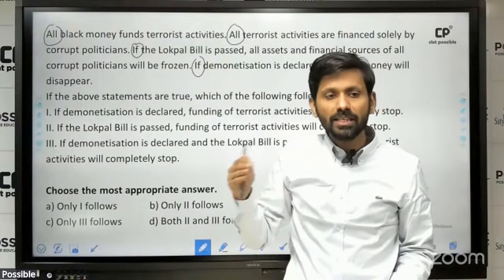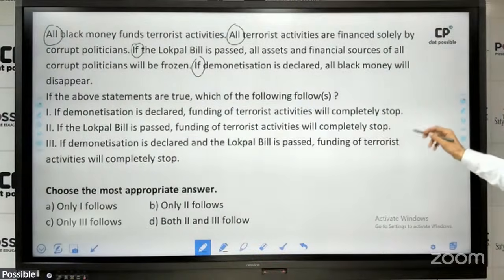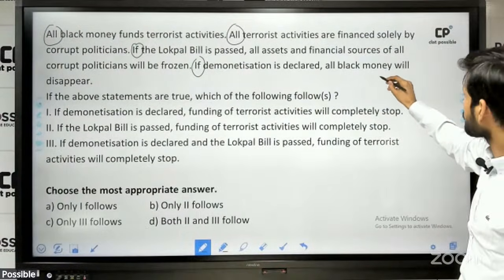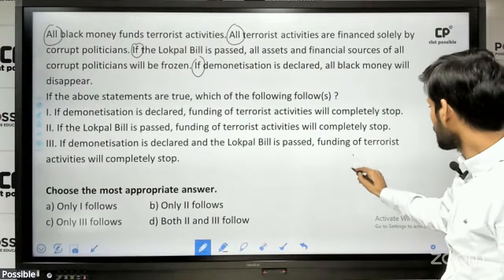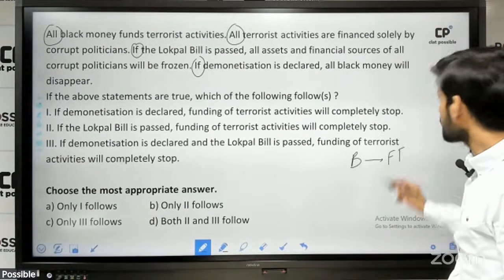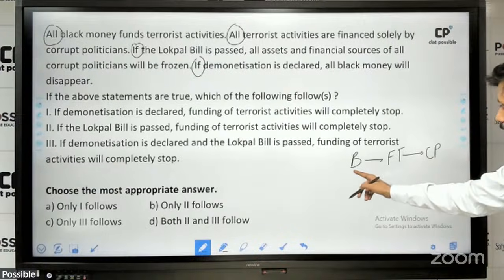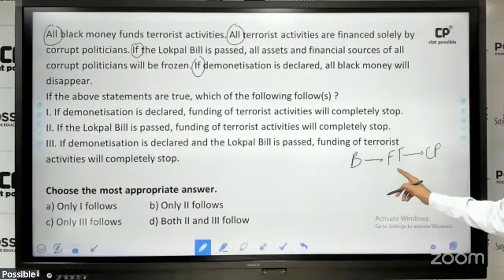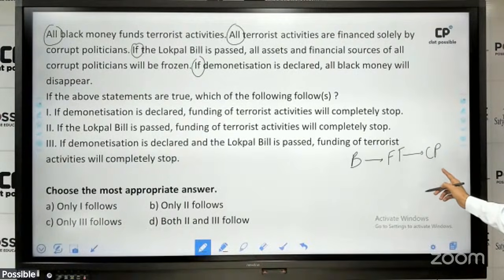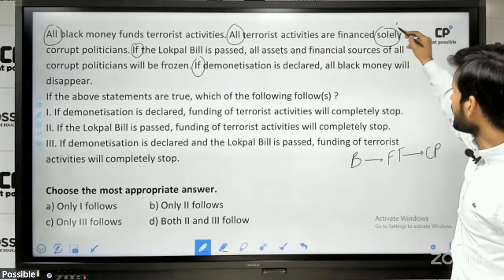Now, all black money funds terrorist activities, right? So black money funds terrorist activities. All terrorist activities are financed solely by corrupt politicians. So I'll just draw the conditional chain. Black money, terrorist activities funded. So solely is like only.